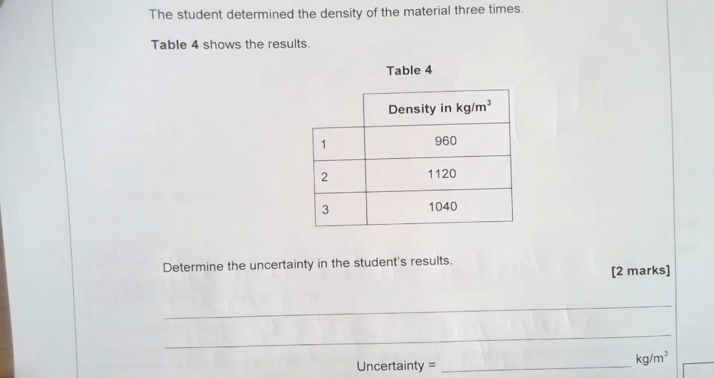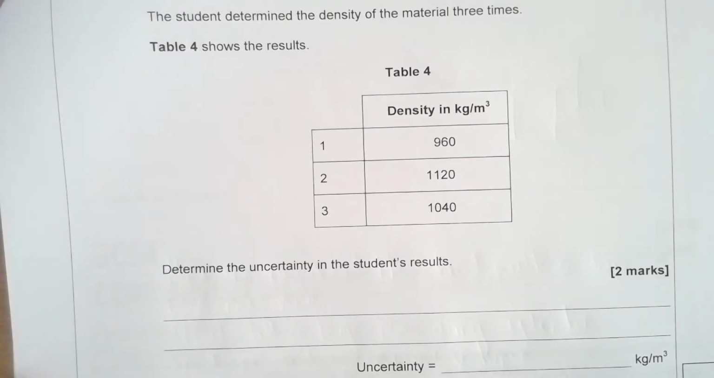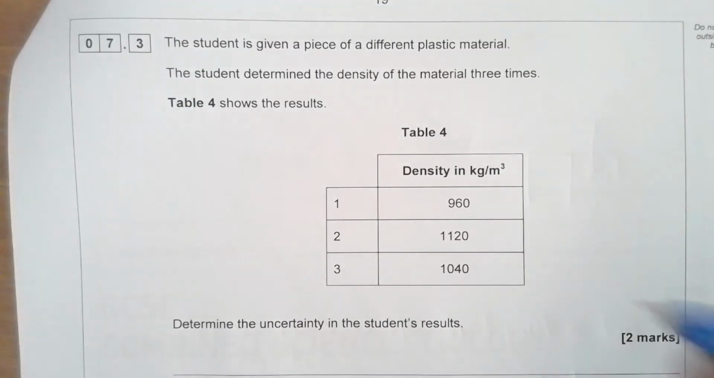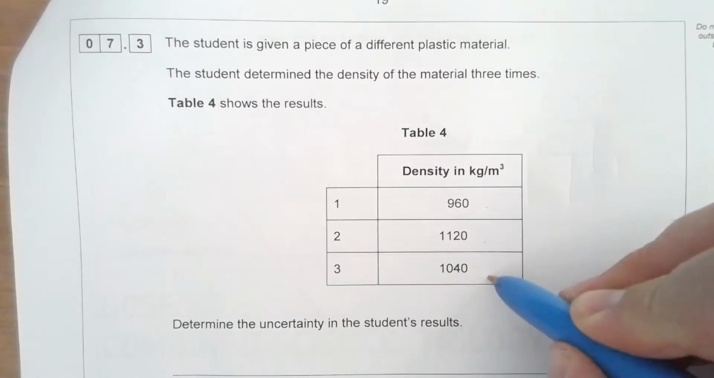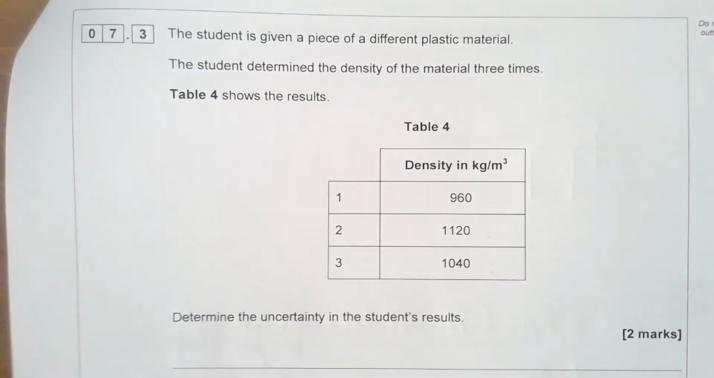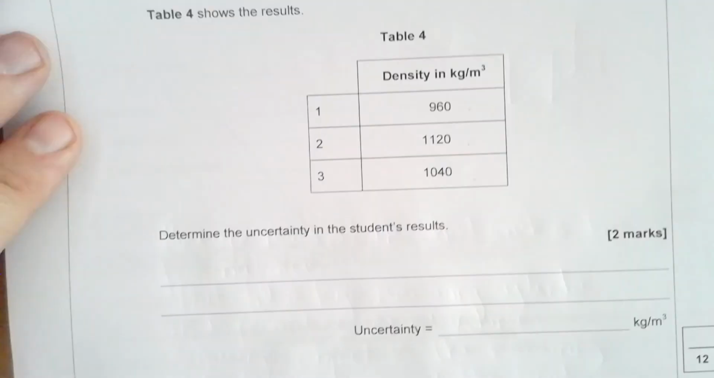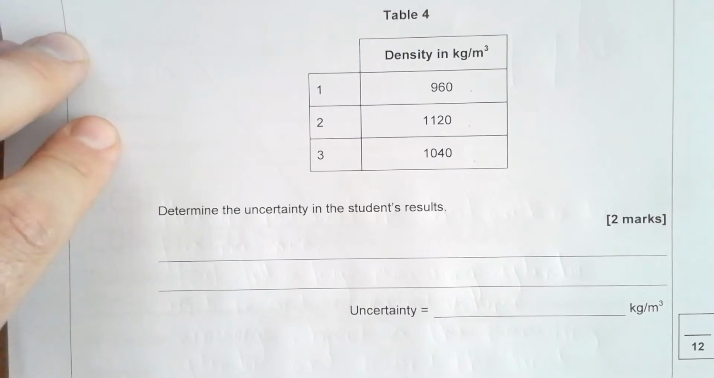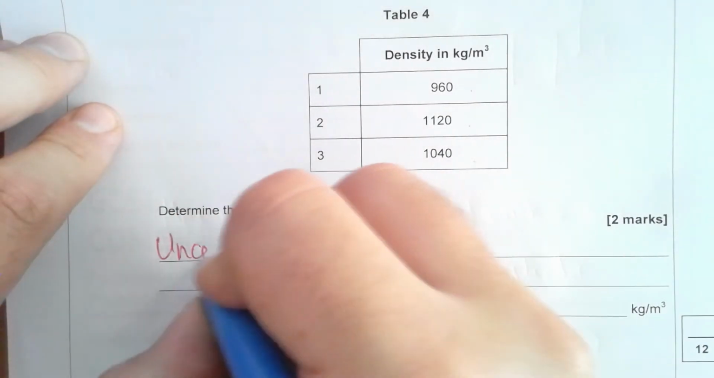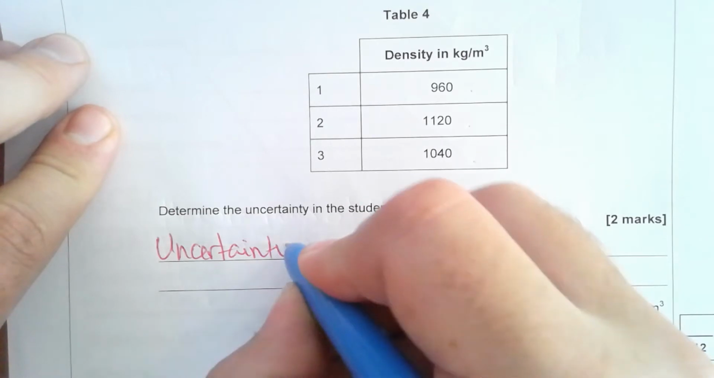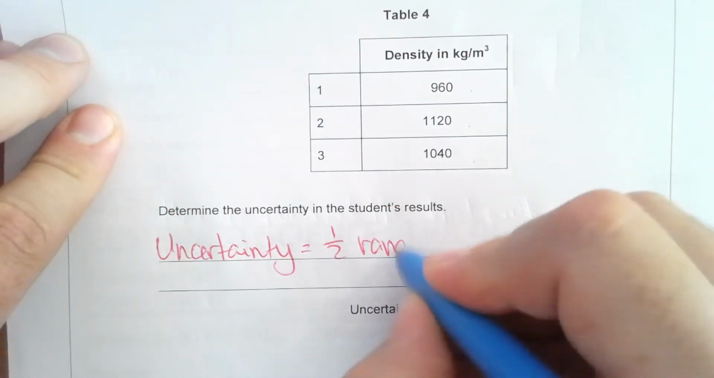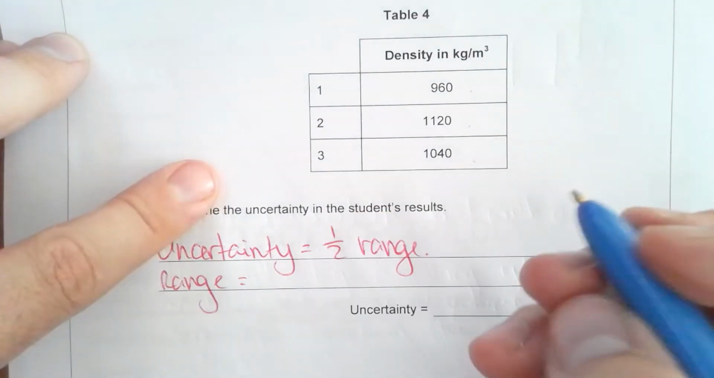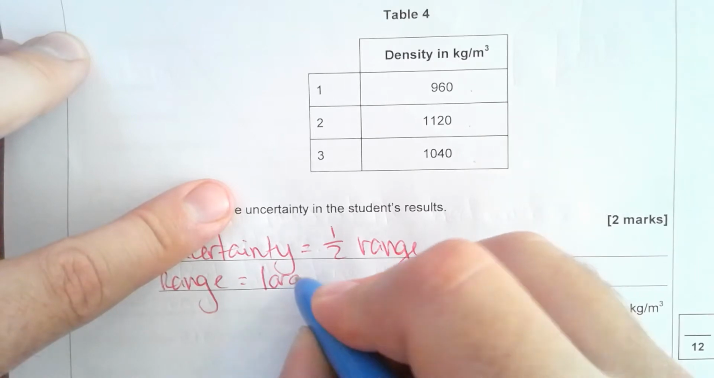Last question looks at different plastic materials. They measured the density of the same material 3 times, and they had 960, 1120 and 1040. And we're asked to determine the uncertainty in the students' results. So if you were trying to do the uncertainty, it's half the range. So uncertainty is equal to half the range, and the range equals largest minus the smallest.